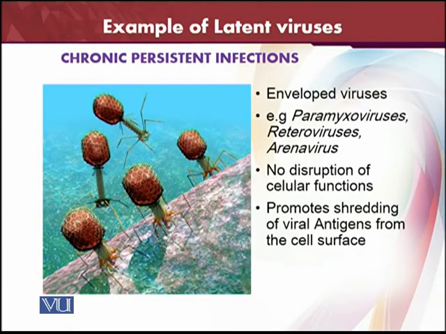The chronic persistent infections usually occur in the enveloped viruses. As we have already studied, most of the viruses are enveloped, meaning the capsid of the virus is surrounded by an envelope, and those viruses are called enveloped viruses. For example, paramyxoviruses, retroviruses, and arenaviruses are enveloped viruses. Such viruses show the property of chronic persistent latency.